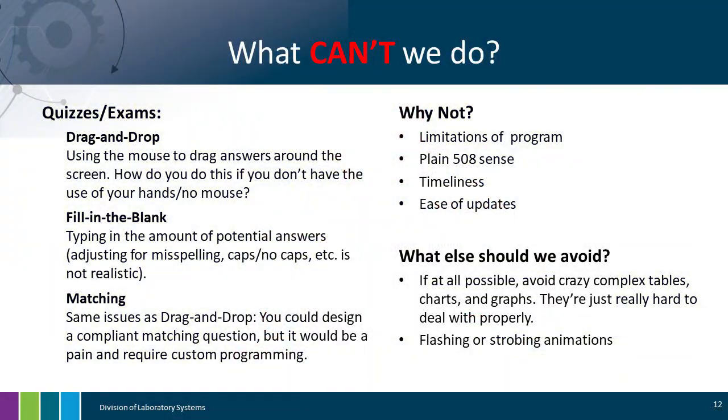If you have to have tables and charts, really the best way to have a description for them is something like: bar graph showing the relation of onset of cancer to childhood smoking. It just describes in a sentence or two what this chart or graph is talking about. All right, what can't we do?